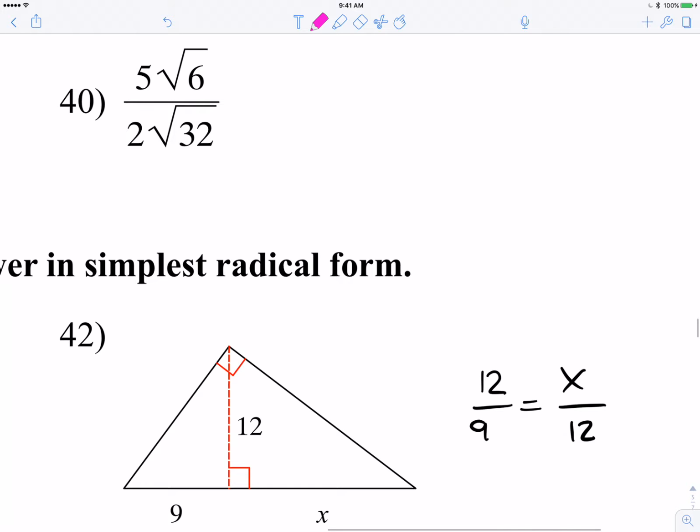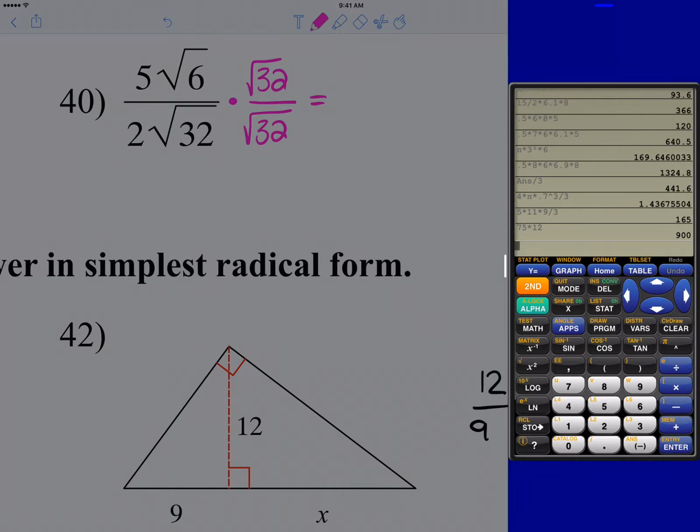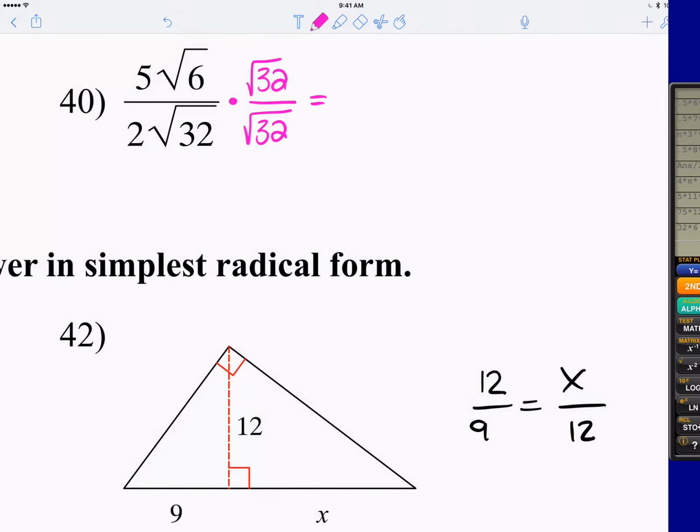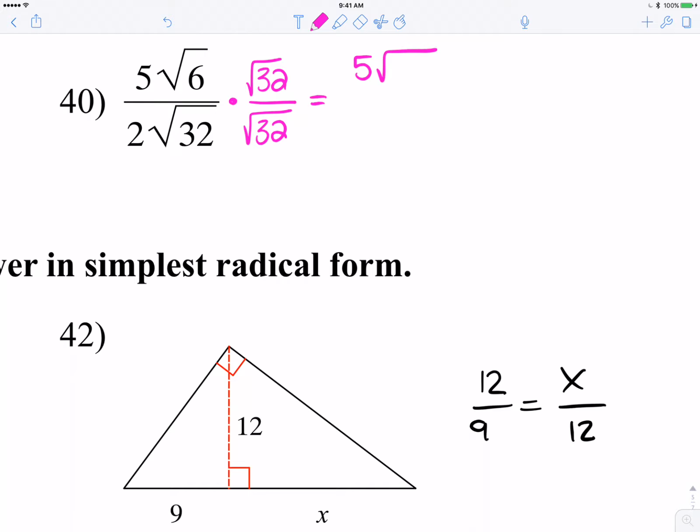Number 40. I'm going to multiply the top and the bottom by the square root of 32. Alright, so in the numerator, I have 32 times 6, which gives us 192. So 5 times the square root of 192 over 2 times the square root of 32. I'm sorry, square root of 32 squared, which is 32. So this is 5 times the square root of 192 over 64.